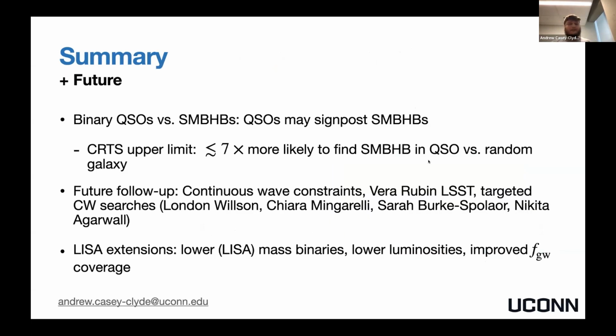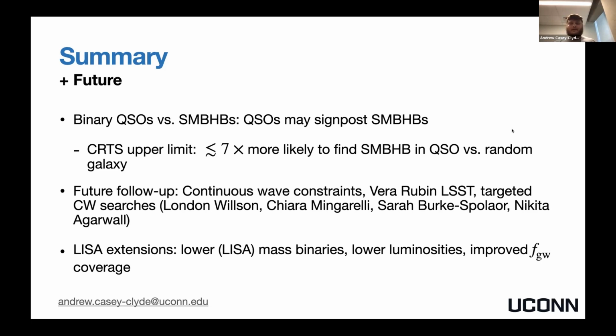All right, so to summarize, essentially what we're finding is that quantitatively, quasars could actually signpost supermassive black hole binaries. In fact, we could do up to about 7 times better by looking at quasars than just by looking at random galaxies. And then, of course, there's a lot of room for follow-up here. The most obvious target, I think, being actual continuous wave constraints. If we can detect a supermassive black hole binary, that's going to tell us a lot about what these populations look like.